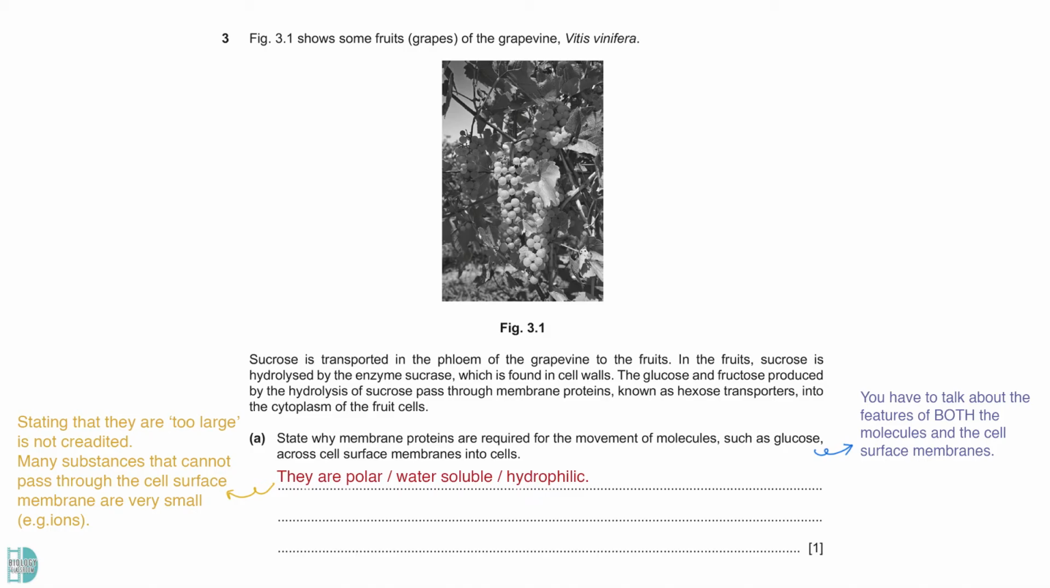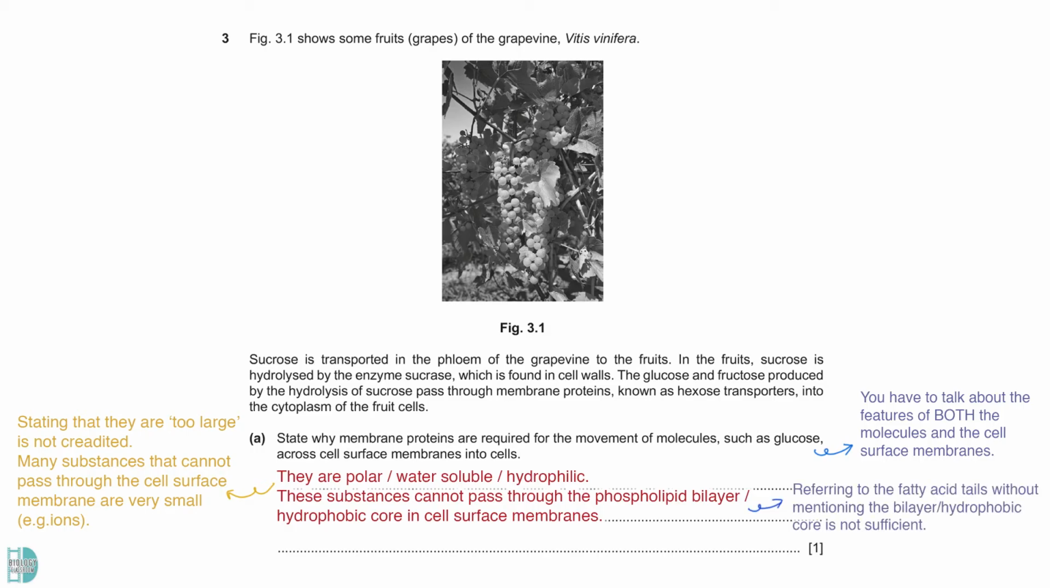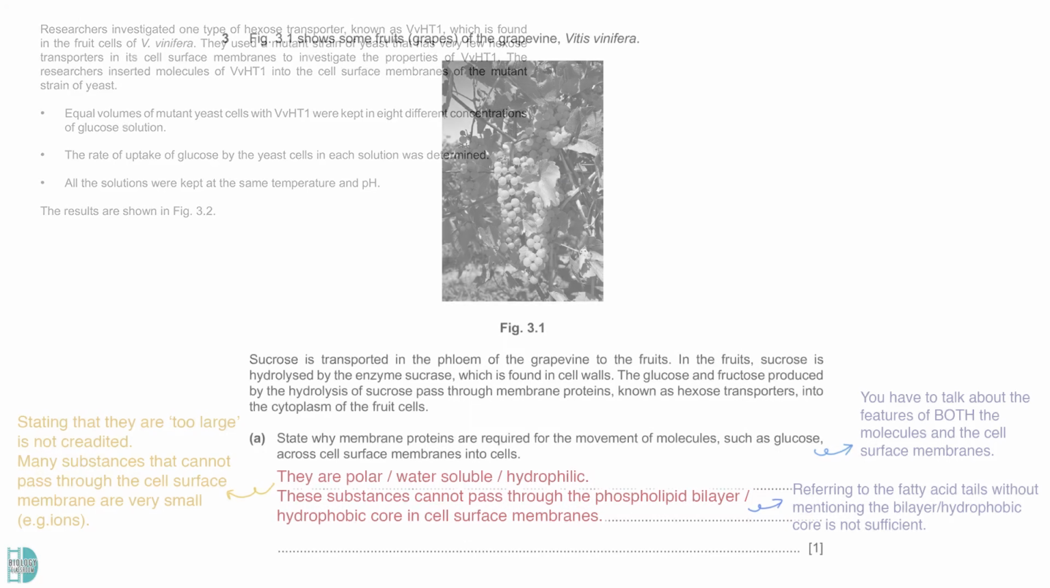Many substances that cannot pass through the cell surface membrane, such as ions, are actually very small. The hydrophilic molecules cannot pass through the phospholipid bilayer or the hydrophobic core in the cell surface membranes. Referring to the fatty acid tails without mentioning the bilayer or hydrophobic core would not get you this mark.